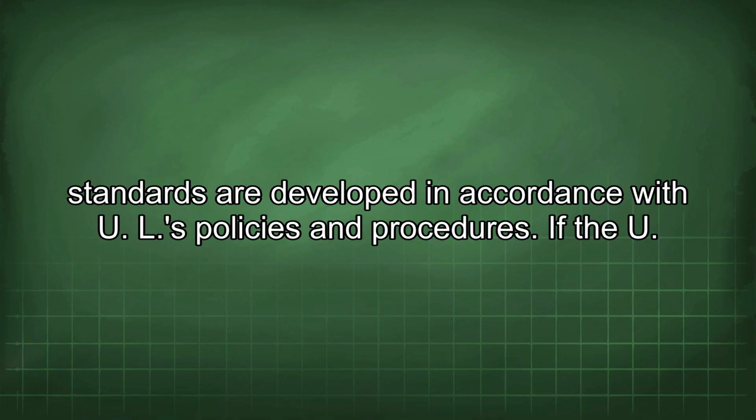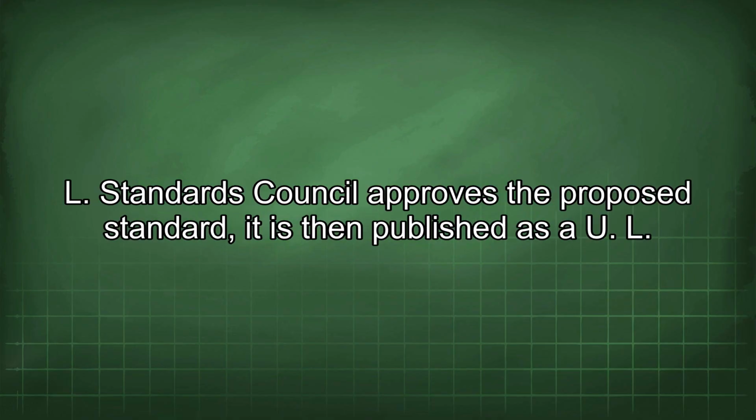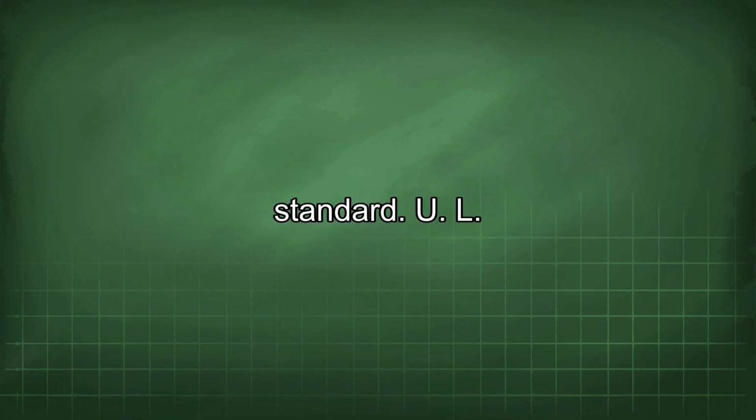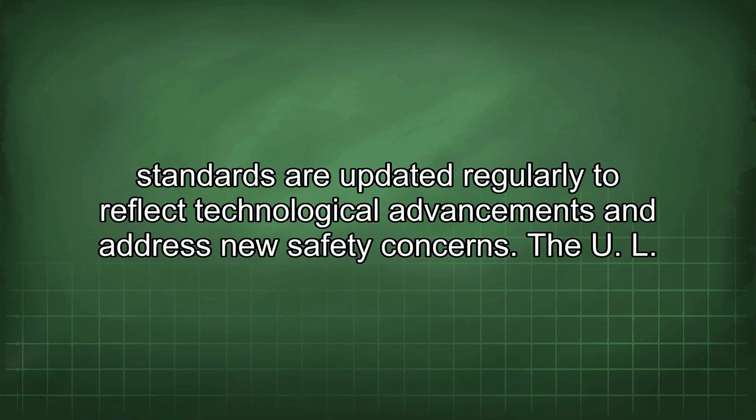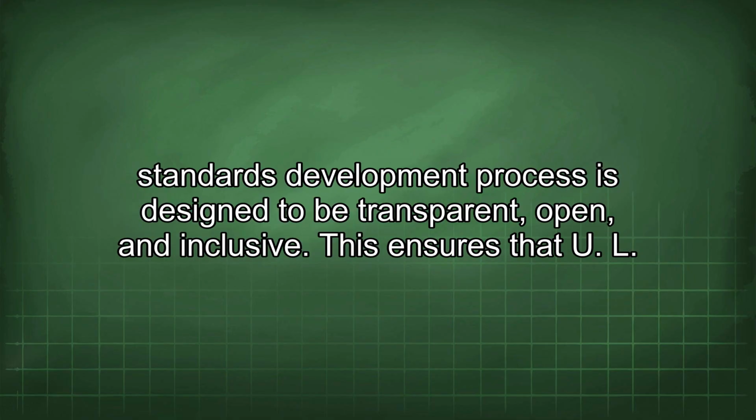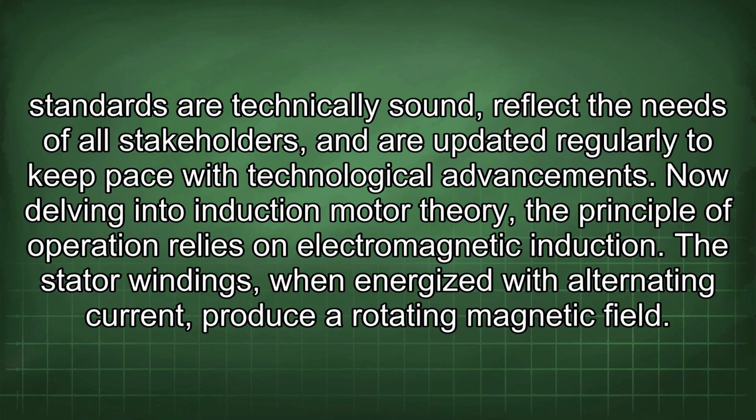If the UL Standards Council approves the proposed standard, it is then published as a UL standard. UL standards are updated regularly to reflect technological advancements and address new safety concerns. The UL standards development process is designed to be transparent, open, and inclusive. This ensures that UL standards are technically sound, reflect the needs of all stakeholders, and are updated regularly to keep pace with technological advancements.